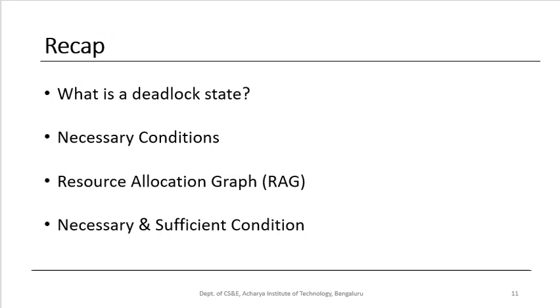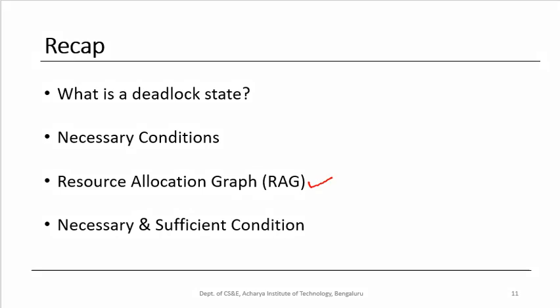We understood what a deadlock state is and what the necessary conditions are for a deadlock to occur in a computer system. What are the necessary conditions that we discussed? Mutual exclusion, hold and wait, no preemption, and circular wait. And we also discussed the resource allocation graph.